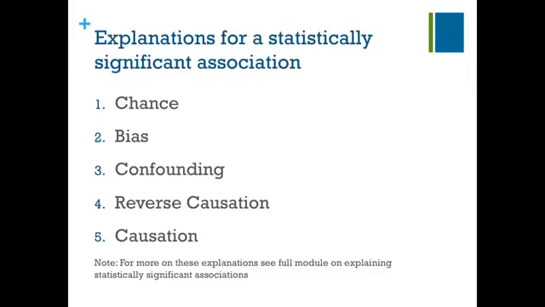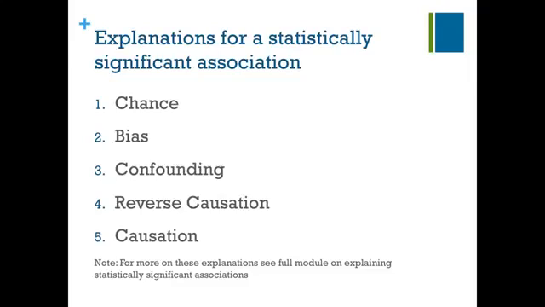For example, if you toss a coin 10 times, you don't expect to get 10 heads, but it is possible due to chance alone, despite being unlikely. Next, you must consider both bias and confounding as explanations before moving on. More on these to come.